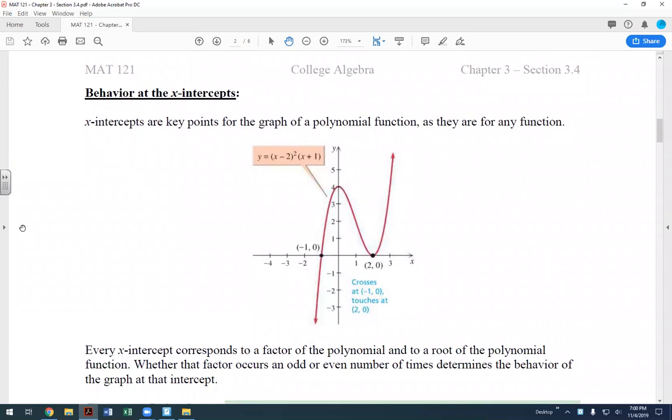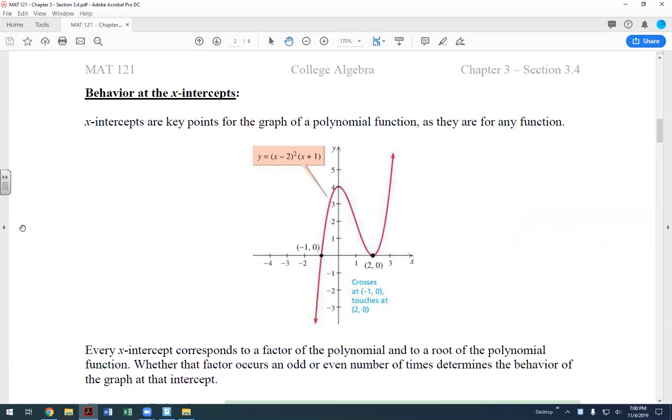So this is what I was talking about when I said what kind of behavior is our function having at the x-intercepts. Within this same function, you will notice at one of the x-intercepts, my graph is crossing, and at the other x-intercept, my graph will just come and touch the point, but go back, right? It's not crossing the x-axis. So this can happen within the same function. It doesn't have to be one function will do this and the other one will do that.